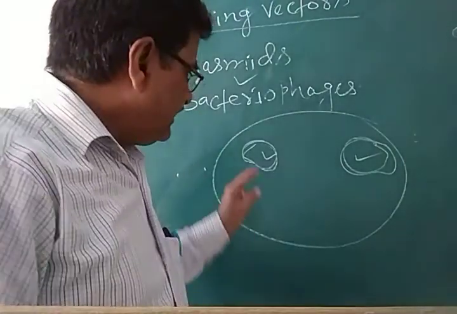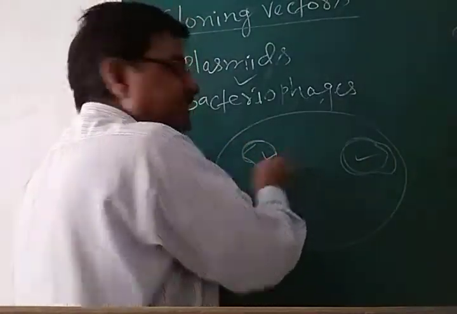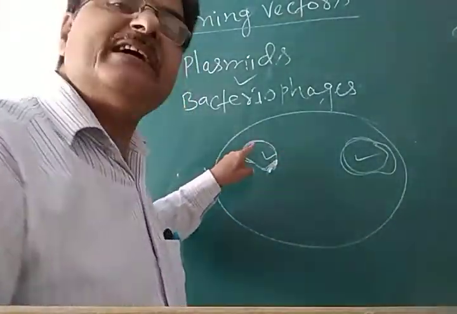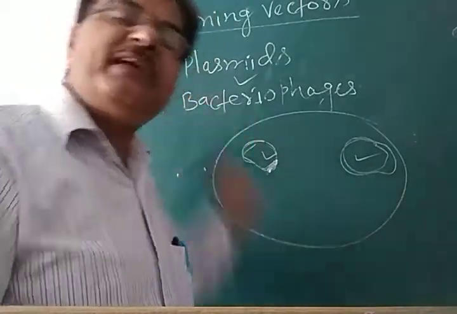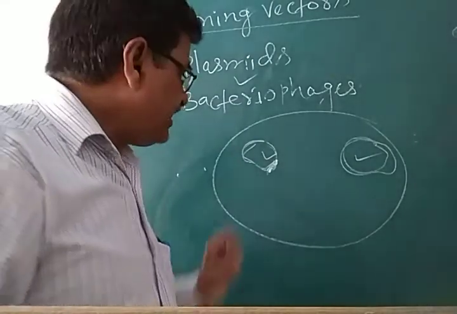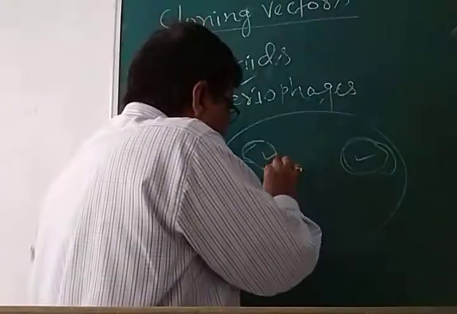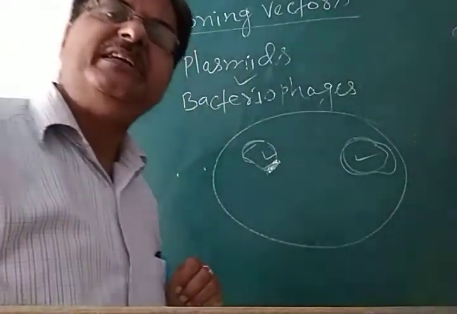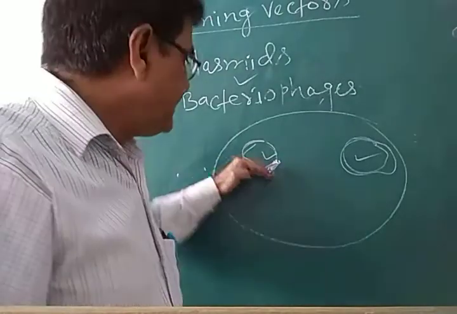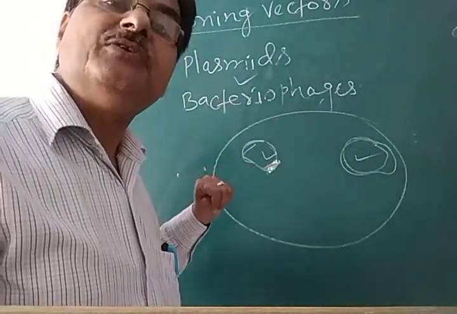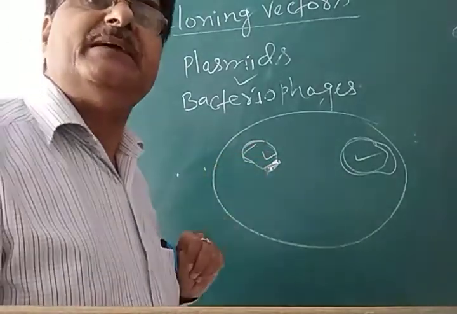So when we link any alien piece of DNA with this plasmid DNA, we know that it has the capacity to replicate itself. It can replicate independently in the bacterial cell. So if we are able to link any alien piece of DNA with that plasmid DNA, it replicates in the bacterial cell and increases the number of the desired gene also. That is called the cloning of that desired gene or alien piece of DNA.